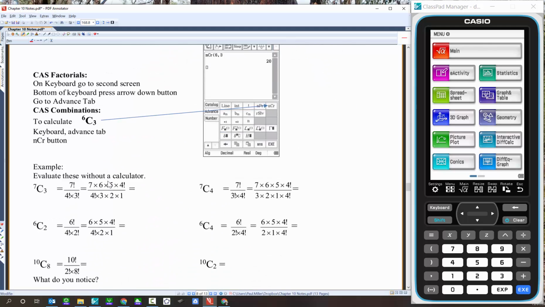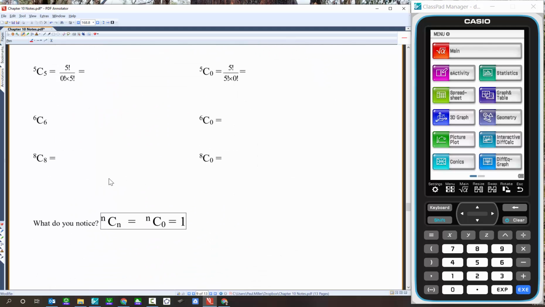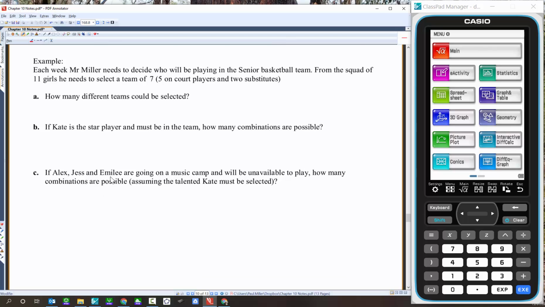Right, so let's try it out with some actual applications. Each week, Mr. Miller needs to decide who will be playing in the senior basketball team. From the squad of 11 girls, he needs to select a team of 7, 5 on-court players and 2 subs. Okay, so how many different teams could be selected? So what I've got to do is look at my 11 players and choose a team of 7. How many different ways can that happen? Well, let's have a look at what that would be.